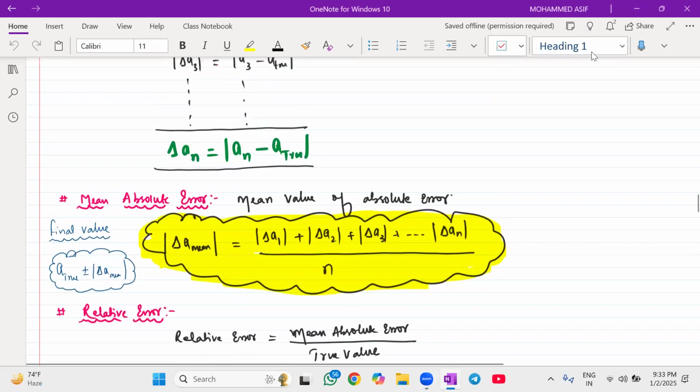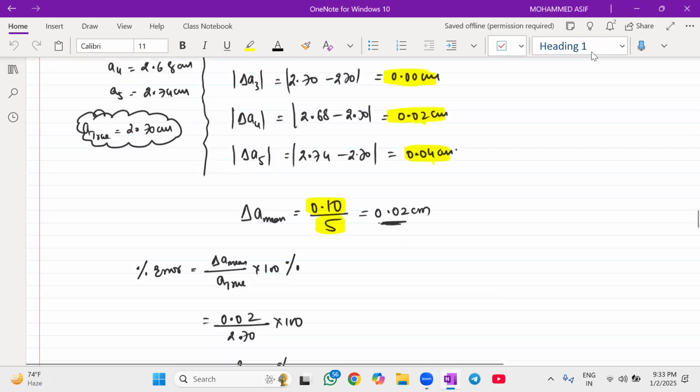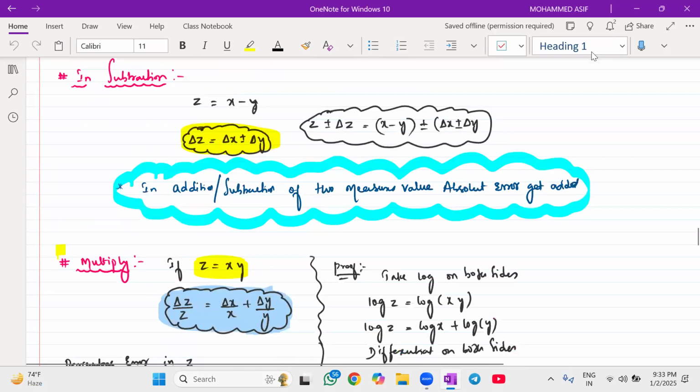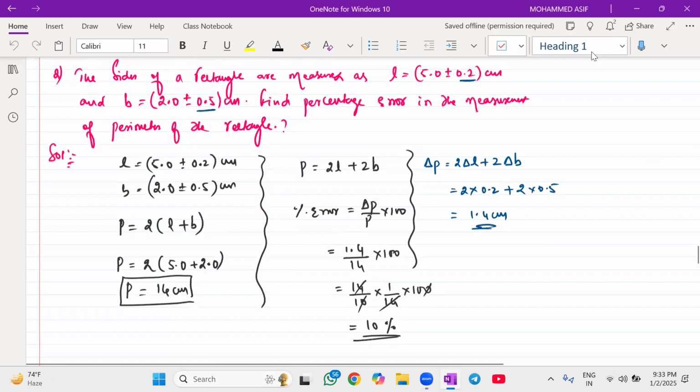Dear students, last session we just completed errors and their applications in addition, subtraction, multiplication, division and powers.